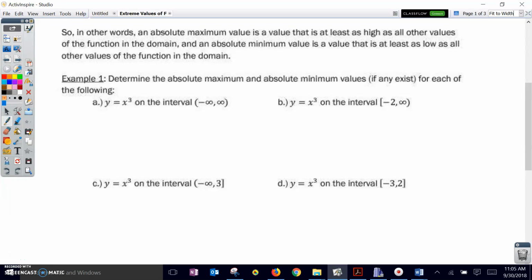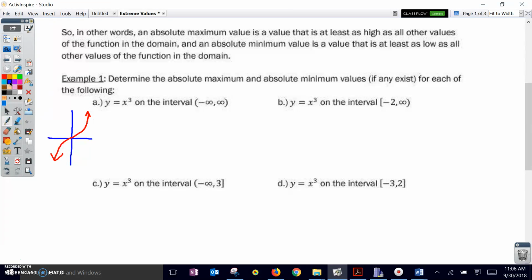Alright, welcome back everybody. In this video we're going to look at some examples from the extreme values of functions lesson. We're going to start with example 1, determine the absolute maximum and absolute minimum values if any exist for each of the following. And these are all based off of the same function, y equals x cubed, which looks roughly like this.